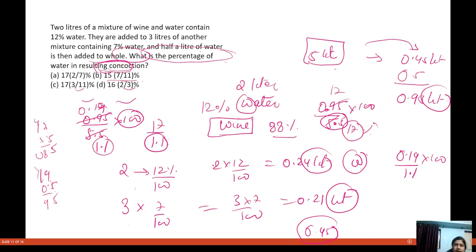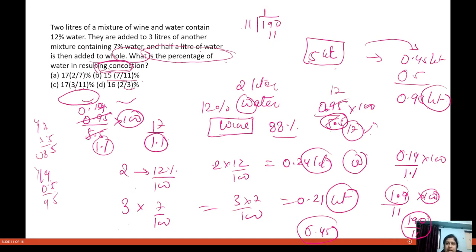Now you have to make this in this format. So we are getting 1.1 here. So I am doing this 1.9 divided by 11 into 100. So this is coming to be 1.9 and this is 100. So 190 by 11. Now we have to convert this into this format. So just divide, you will get this format.